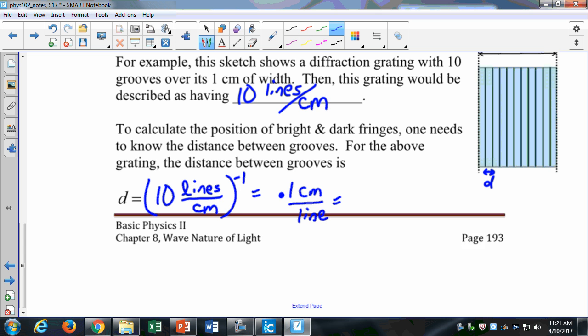Now I want to know it in SI units. 0.1 centimeters is 0.001 meters. So with the diffraction grating, whenever you're calculating anything about where the interference pattern is, you'll need to convert your number of lines per centimeter or per meter or millimeter or whatever into meters.